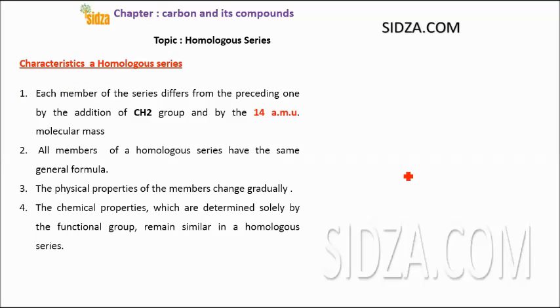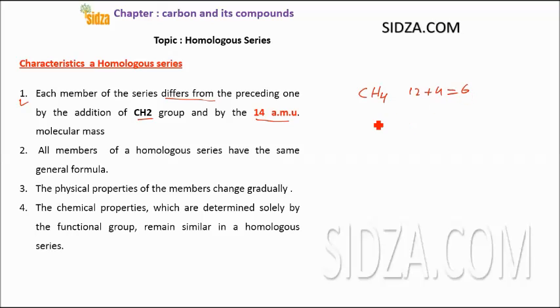Now what are the characteristics of a homologous series? First thing, each member of the series differs from the preceding one by an addition of a CH2 group and by 14 AMU molecular mass. That means if you look at, suppose, methane, what is its molecular mass? It will be 12 plus 4, that is 16.